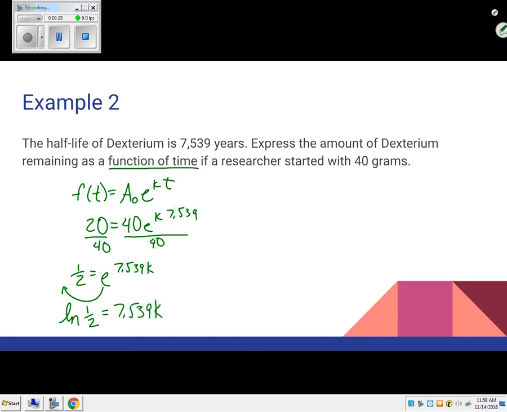7,539K. So if I divide both sides by 7,539, it's going to tell me what K is equal to. Now, this is obviously decaying very slowly. If it's taking 7,539 years to get down to 20 grams, my decay rate's going to be small.